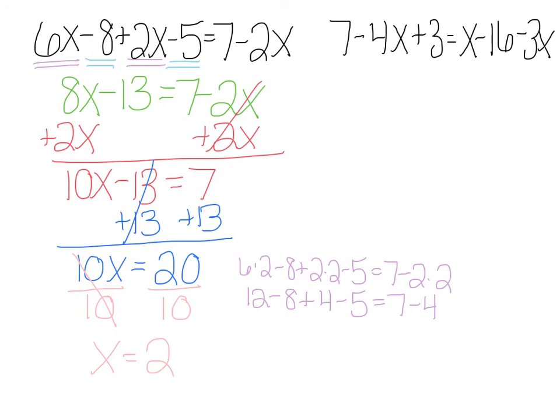12 minus 8 is 4. 4 plus 4 minus 5 is going to equal 7 minus 4, which is 3. 4 plus 4 is 8. 8 minus 5, we want to see if that equals 3. And 3 equals 3, so we did it right.